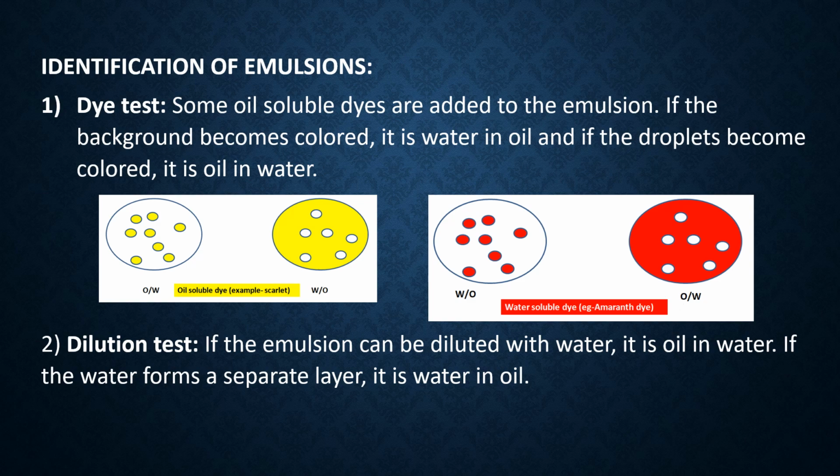Some oil soluble dyes are added to the emulsion. If the background becomes colored, it is water in oil, and if the droplets become colored, it's oil in water. With water soluble dyes, it is exactly opposite. Second one is the dilution test. If the emulsion can be diluted with water, then it is oil in water, and if the water forms a separate layer, it is water in oil.